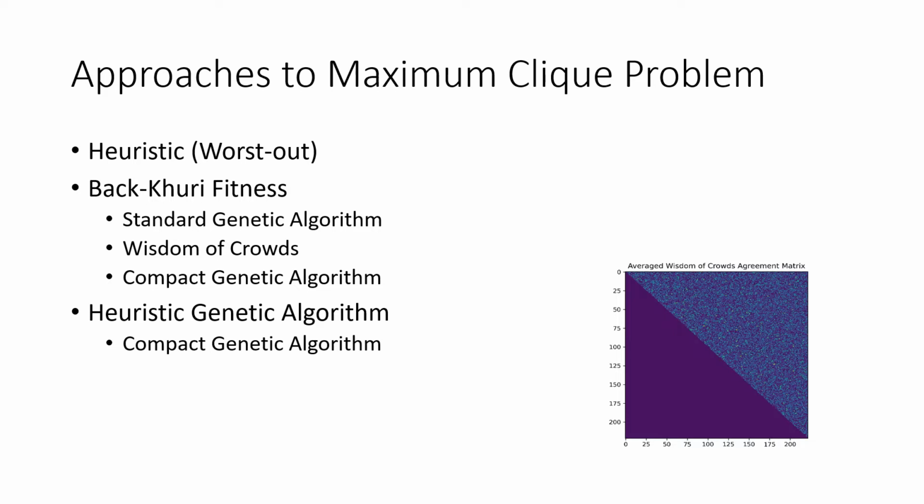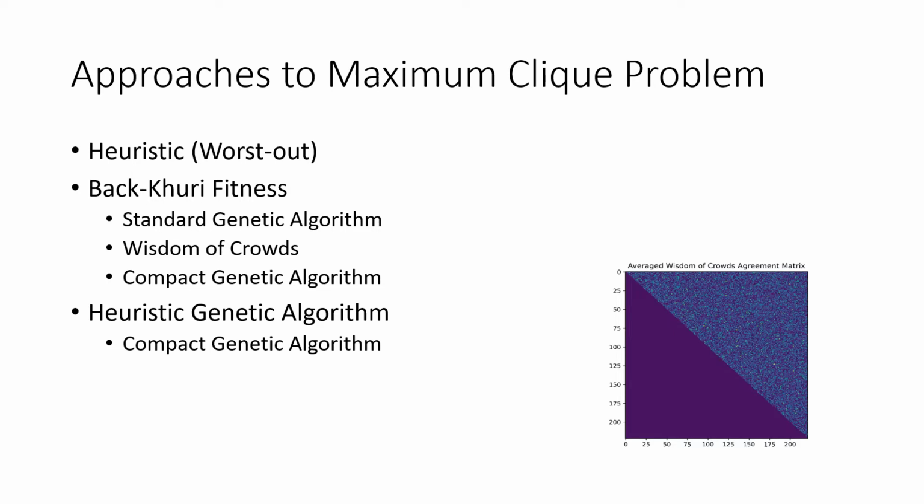Wisdom of crowds is an extension of the standard genetic algorithm, where an agreement matrix is generated from your solutions to try and represent the probability of each solution. From that, typically you try to sample to generate an average of your total set of solutions, which for larger problems is actually able to improve over any individual solution.